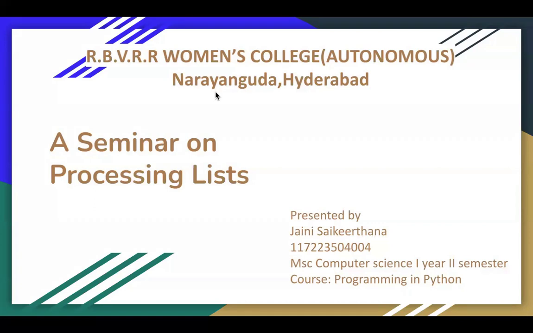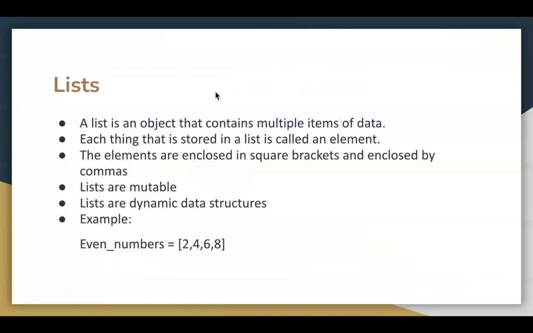Today I am taking a seminar on processing lists. So I want to give a brief about the list. A list is an object that contains multiple items of data. Here I am giving an example of even numbers, which contains 2, 4, 6, 8 as the elements.